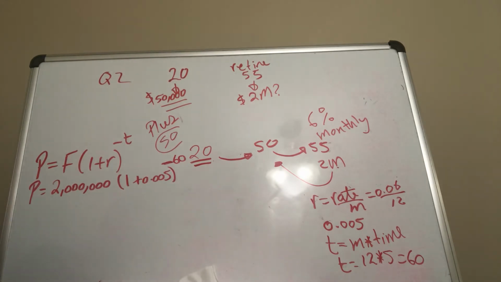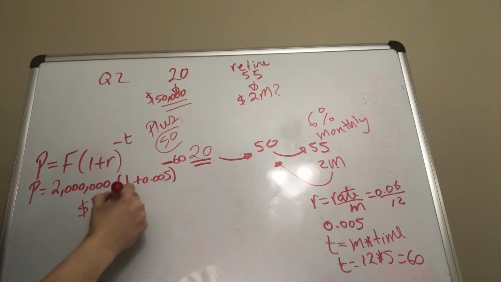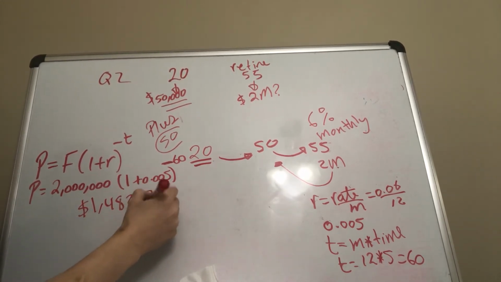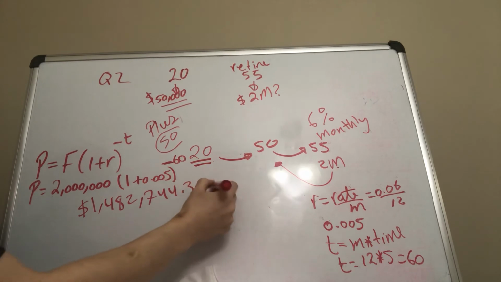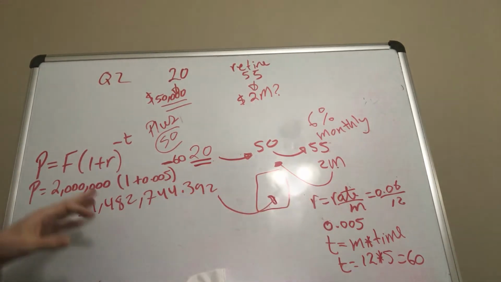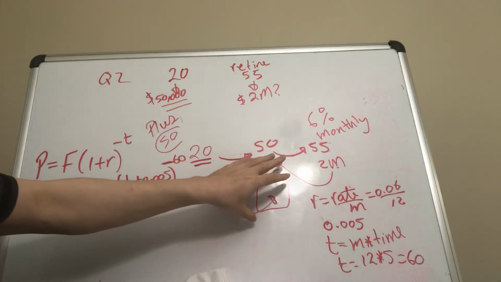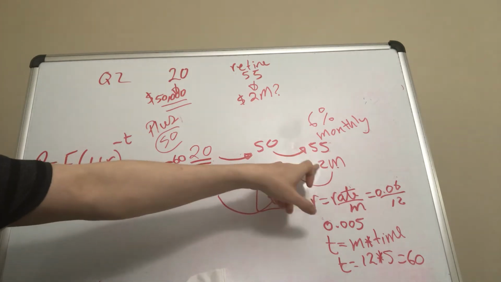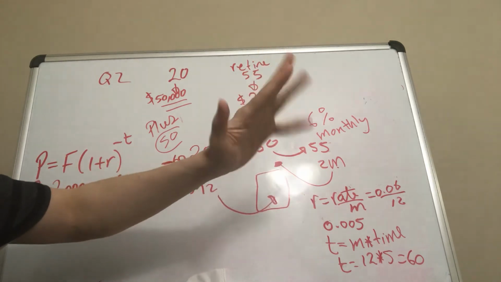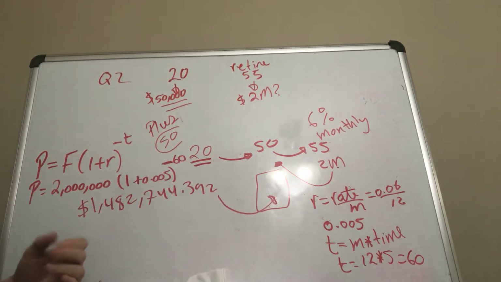So 2 million, times 1.005 to the negative 60. This amount is 1,482,744.392. This is the amount here. So now we know that she needs to accumulate this amount. If she leaves this amount in the account, it will grow to become 2 million over 5 years. Now that's her target. That's her target in the future.